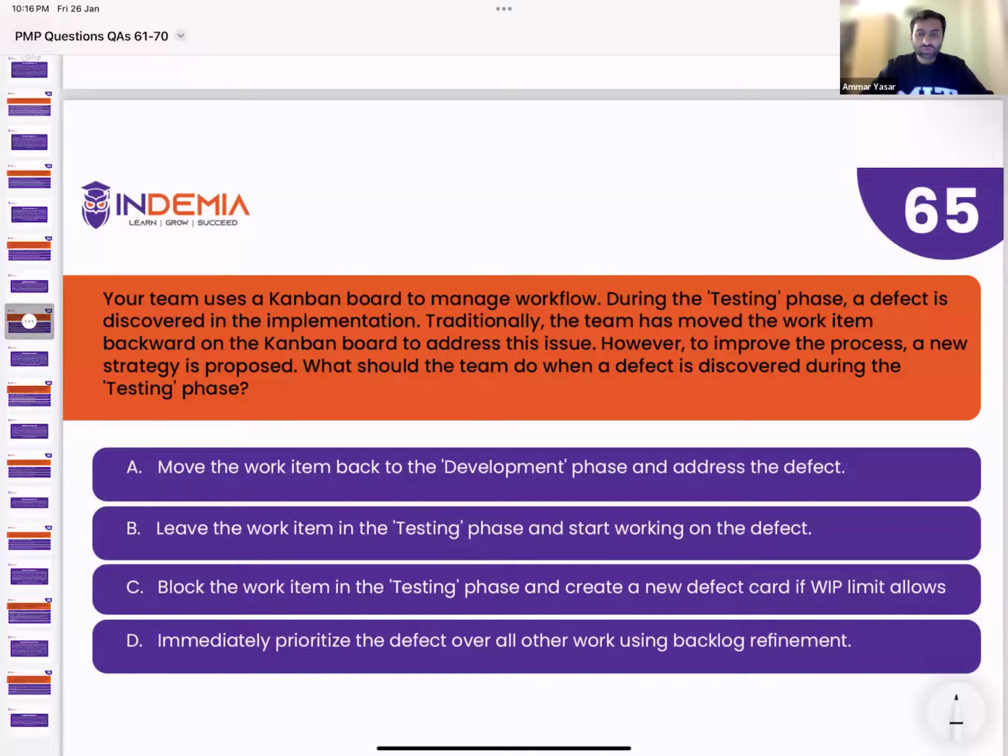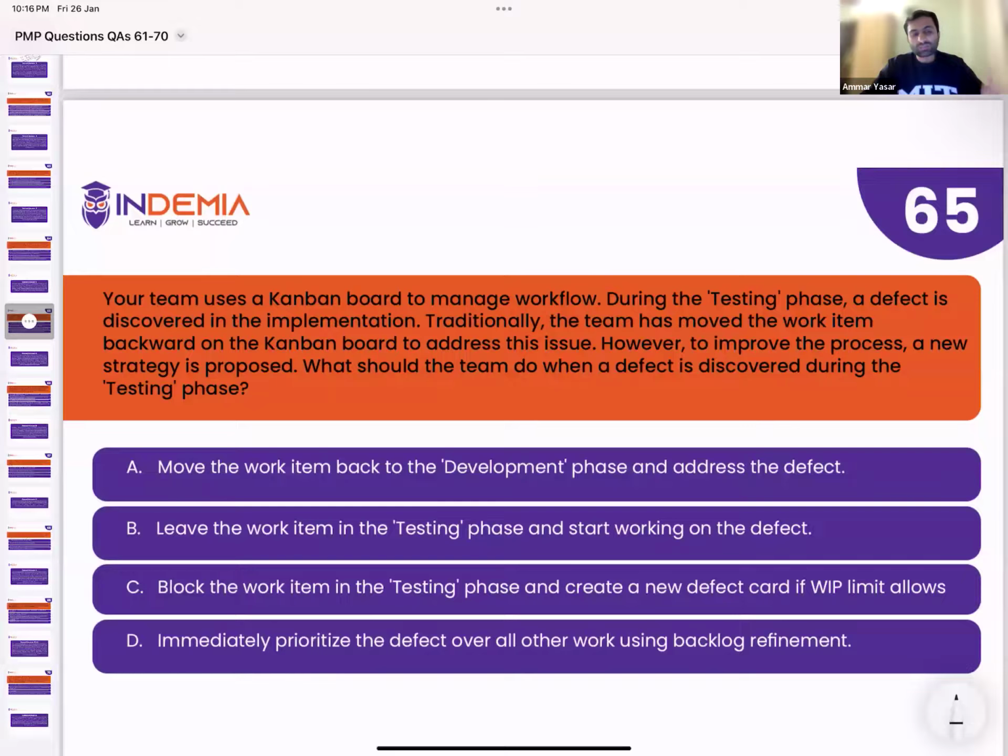All right, got it. So you're saying you create a defect card and take care of WIP limit, but you do not block, right? The only difference is with the blocking. So blocking means you're not moving that card ahead or backward. Why? Because you want to highlight that this is the problem. And in the question, if you see, traditionally teams used to send the work back to the backlog, but you are not following that. You want to do something different. So that's why we cannot do that.